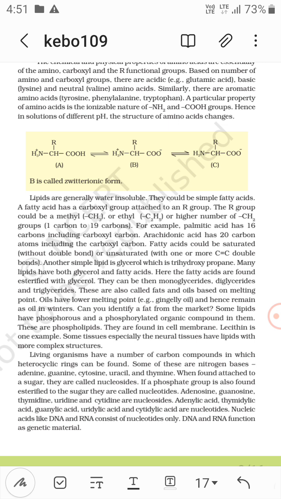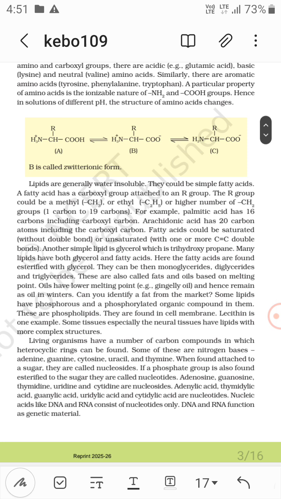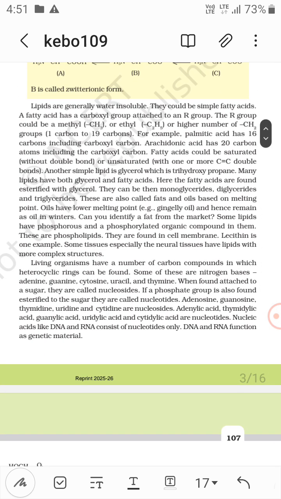Some lipids have phosphorus and a phosphorylated organic compound in them. These are phospholipids. Now they are found in cell membrane. So lecithin is one example. Some tissues, especially the neural tissue, have lipids with more complex structures, right?